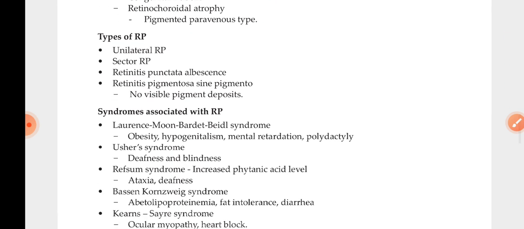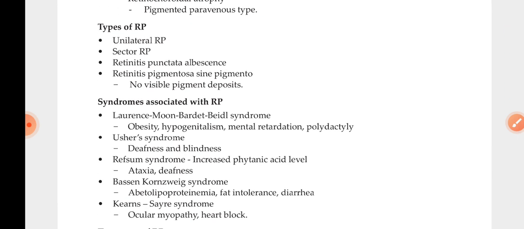Types of retinitis pigmentosa: unilateral retinitis pigmentosa or sector retinitis pigmentosa, retinitis punctata albescens, and retinitis pigmentosa sine pigmento, that is, no visible pigment deposits.